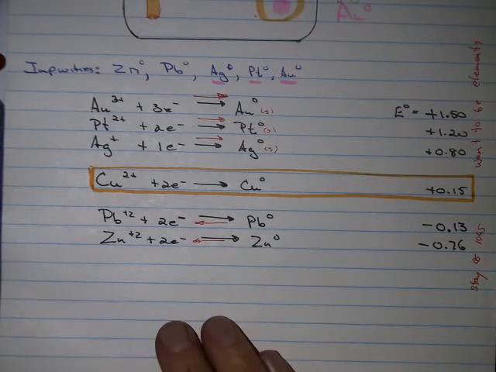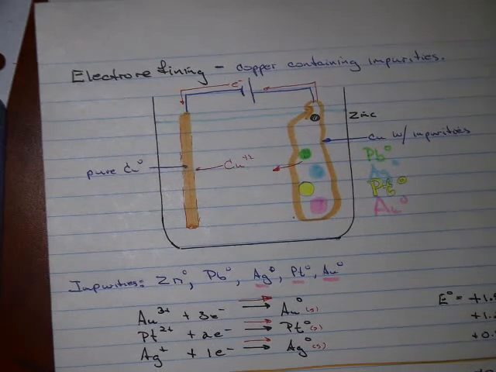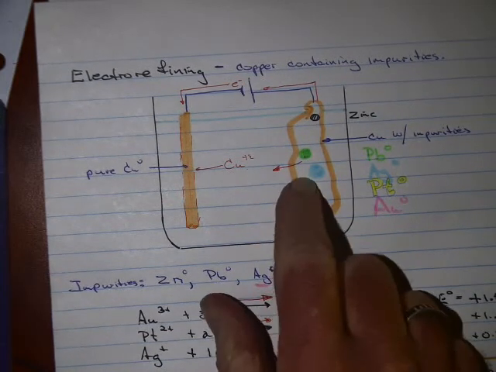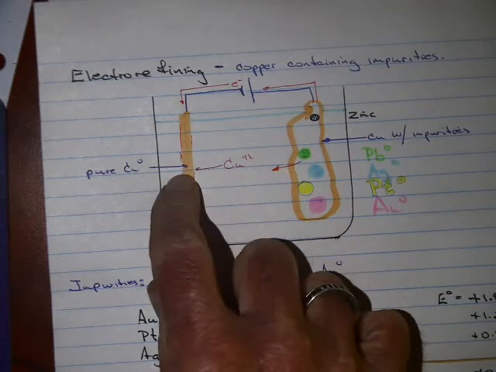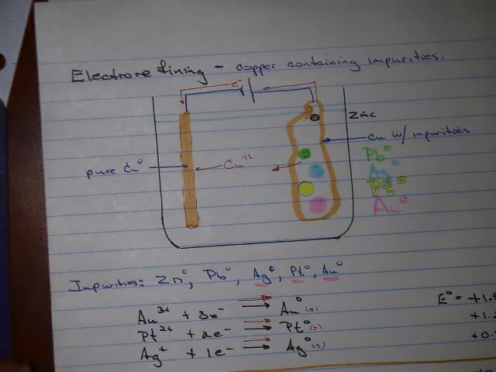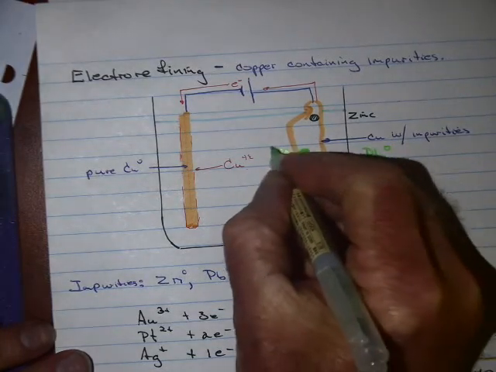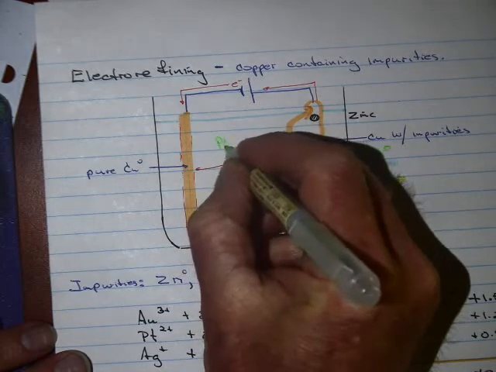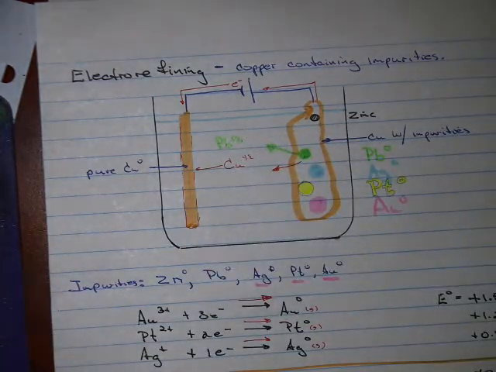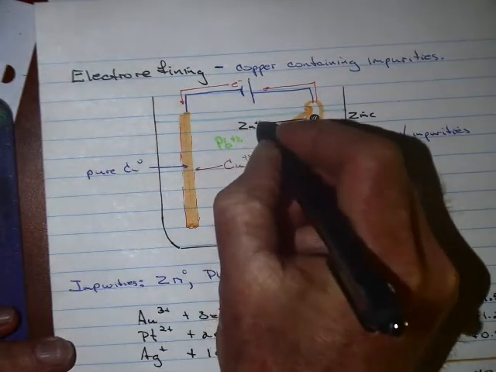So this is so cool. I love this. So what does that mean? Well, that means that, as we said, the copper here is going to be plated on here, continually plating. The guys below, so lead is going to stay as an ion. It's going to stay as Pb plus 2. Zinc is going to stay as an ion as Zn plus 2.